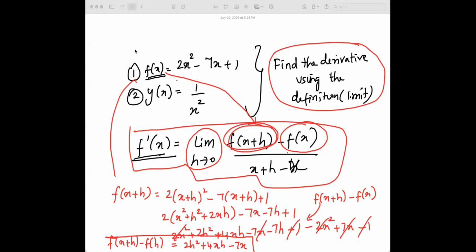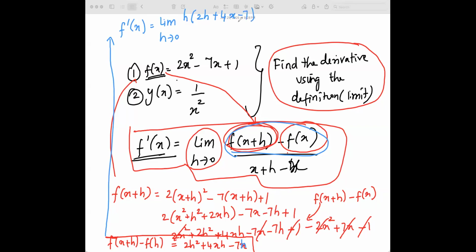Okay, now I'm going to continue in blue from here. So you found only this, right? Now I have to find f dash of x equal to limit h tending to 0 of this particular big thing, where I can take 2h square plus 4xh minus 7h. I'm going to take h as common. If I take h as common, it becomes h times 2h plus 4x minus 7, divided by h.